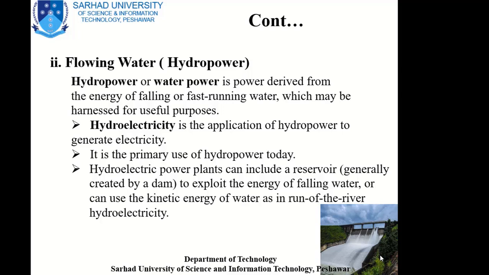Hydropower plants can include a reservoir, which is generally created by a dam. If you construct a dam, you are actually forming a reservoir. And that reservoir exploits the energy of falling water, or can use the kinetic energy of water as in runoff of the river hydroelectricity.